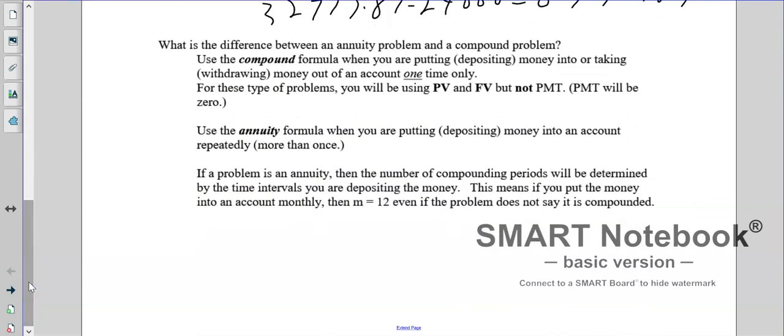So what's the difference between an annuity problem and a compound problem? Using the compound formula, you're depositing money into or taking money out of an account one time only. For these types of problems, you'll be using PV and FV, but not payment. Payment is 0. For the annuity, we're putting money in monthly. Okay. If a problem is an annuity, then the number of compounding periods will be determined by the time intervals you're depositing the money. So that's why before when I said if we're putting it in monthly, that is the compounding period.